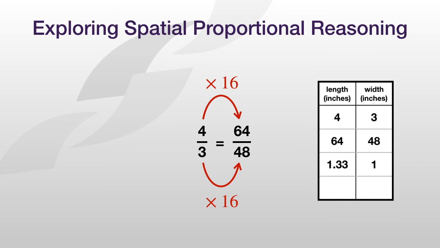Or we might double the dimensions of the original photo, which gives us a width of 6 inches. And to get to the target width of 48 inches, we must multiply 6 by 8. This strategy involves multiplying twice, but some students might find multiplying by 2, then 8, friendlier than multiplying by 16.